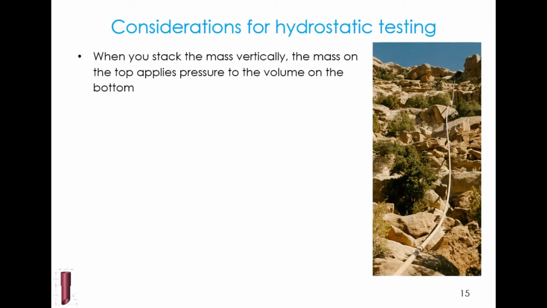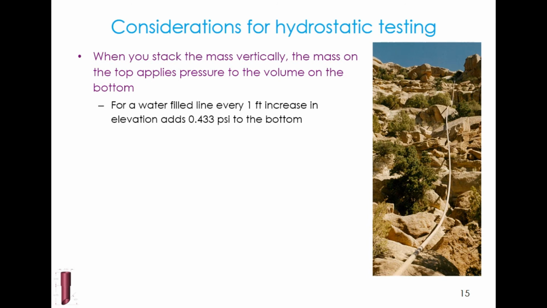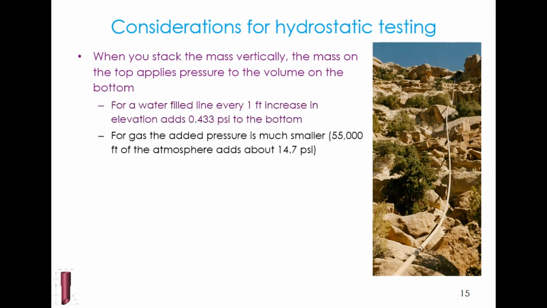When you stack the mass of a fluid vertically, the mass on the top applies pressure to the volume on the bottom. For a water-filled line, every 1 foot increase in elevation adds 0.433 psi to the bottom. For gas, the added pressure is a lot smaller. I mean, in the atmosphere, 55,000 feet of atmosphere adds 14.7 psi. So it's not very much.